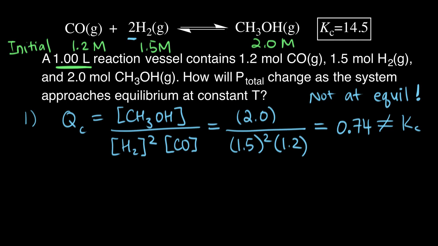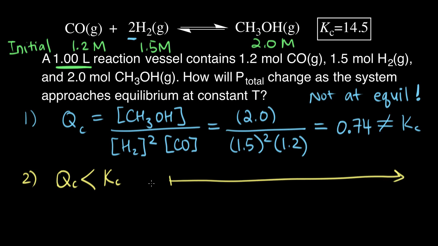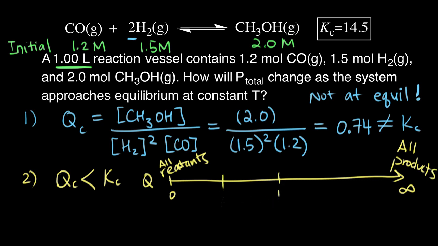The second thing we can do using the reaction quotient is figure out how the concentrations will change. Now that we know our reaction quotient Q, we know that our reaction quotient Qc is less than K. We can visualize this on a number line. So if we look at all possible values of Q, we know that when Q is 0, we have all reactants. When Q is infinitely large, we have all products. And then we have all of the possible values in between.